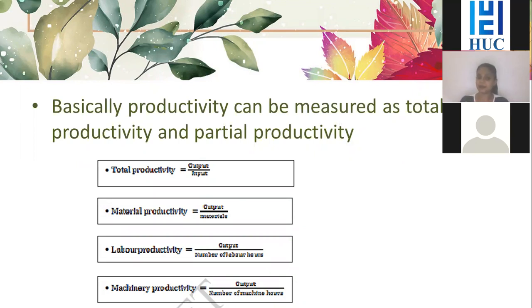So you take the labor productivity. Normally, we mostly calculate labor productivity, right? Labor productivity is the main one we calculate. So output is 200, and the number of labors working there. Here they are telling the number of labor hours. If you want, you can divide by labor hours, or you can divide by the number of labors. You can find the labor productivity. So first you need to write output, then input. Output over input.